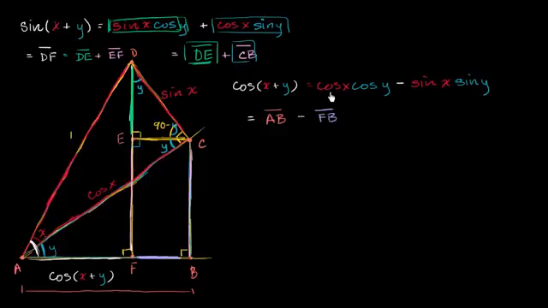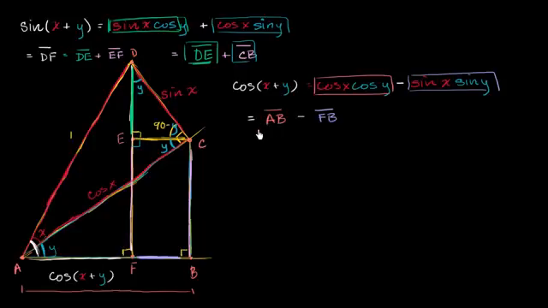And just from the way our angle addition formula looks for cosine, you might guess what's going to be AB and what's going to be FB. If we can prove that AB is equal to this, and if we can prove that FB is equal to this, then we're done. Because we know that cosine of x plus y, which is AF, is equal to AB minus FB. Or if we can prove this, that it's equal to that minus that.